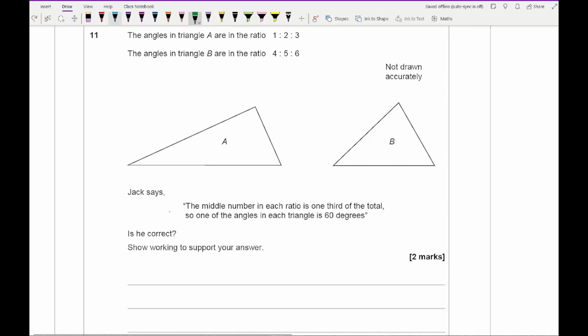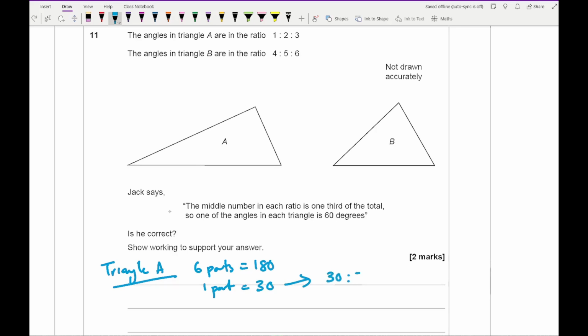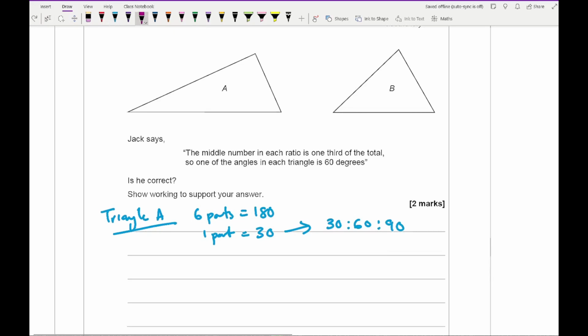So from this, if we look at triangle A, well, triangle A has a total of 6 parts, and the total sum of angles is 180, so that means that one part is going to be 30. So therefore, the angles in the triangle in the ratio of 1 to 2 to 3 is going to be 30, 60, and 90. Then if I do the same for triangle B, so here we've got a total of 15 parts, which add up to 180. So one part is therefore going to equal 12 degrees.